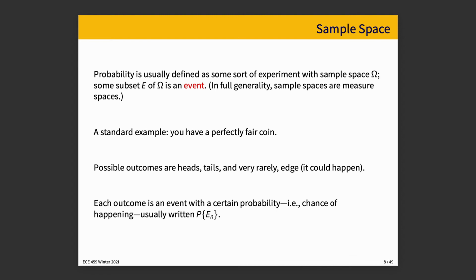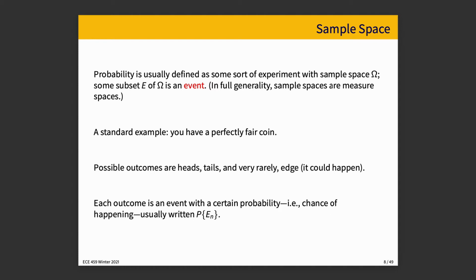Now, the probability is usually defined as some sort of experiment with a sample space omega, and some subset E of omega is an event, in full generality. Just so StatsProf doesn't beat me up and leave a bad review. Sample spaces are measure spaces. So in a standard example, you have a perfectly fair coin. Usually we say, well, it's 50-50. So 50% chance that it happens to be heads and 50% chance it happens to be tails. If you want to be pedantic, you could say it could land on the edge, which is not impossible. So we might consider that to be a plausible outcome, even though it's really unlikely.